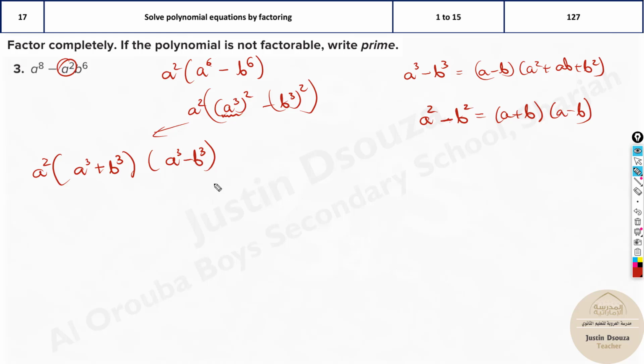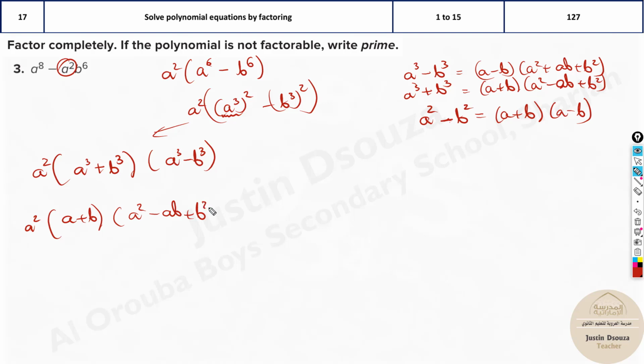Next, what we do is we have to use the sum and difference of cubes. So here, the A cubed plus B cubed formula is what? It is equal to, first we write plus, and then over here it will be minus. So let's apply the formulas. Here we have A plus B, and then we have A squared minus AB plus B squared.